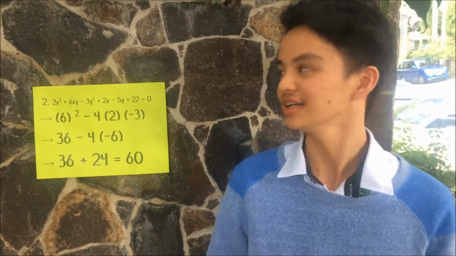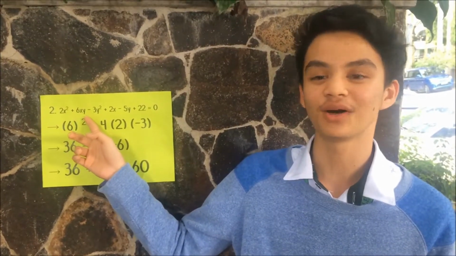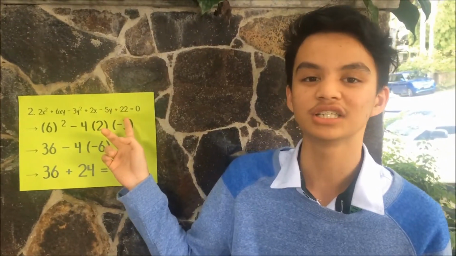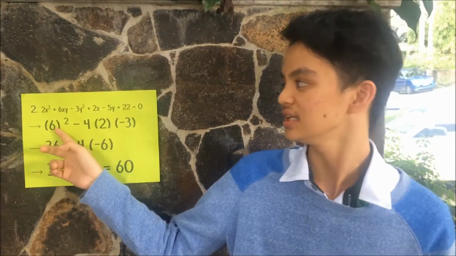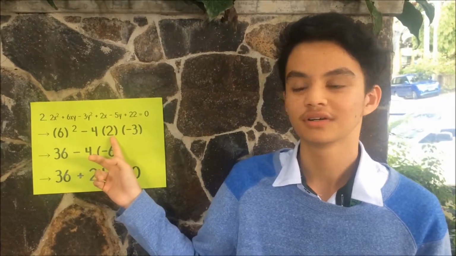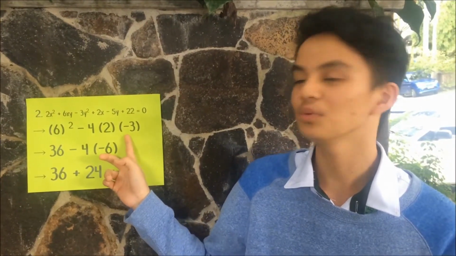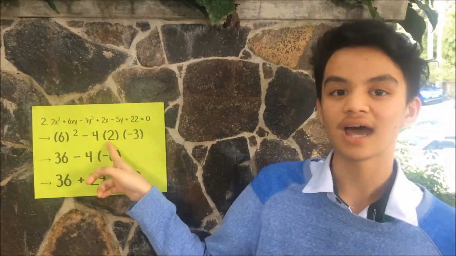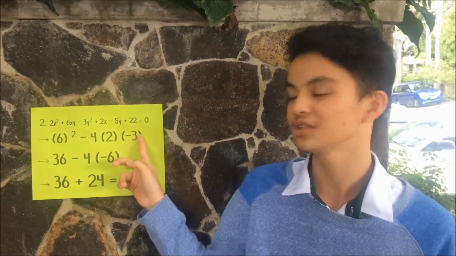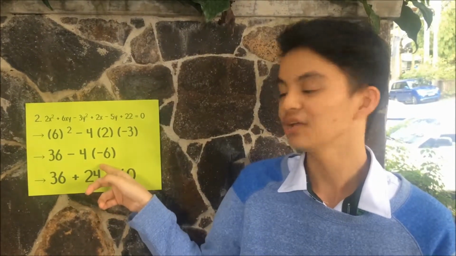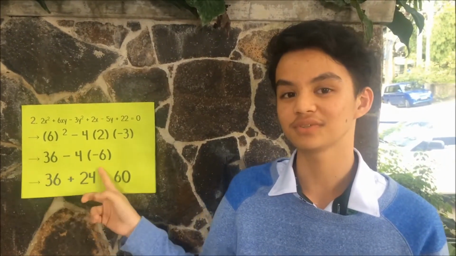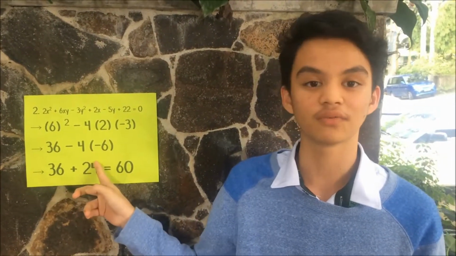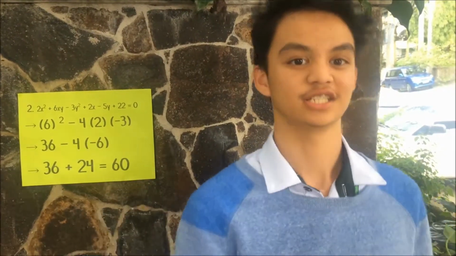Our next given equation is 2x squared plus 6xy minus 3y squared plus 2x minus 5y plus 22 is equal to 0. Our B is 6, A is 2, and C is negative 3. So we squared the 6, and the answer is 36. Then we multiplied the A and C wherein 2 and negative 3, so the answer is negative 6. Then we multiplied the negative 4 and negative 6, so the answer is positive 24. And we add the 36 and 24, so the answer is equal to 60.